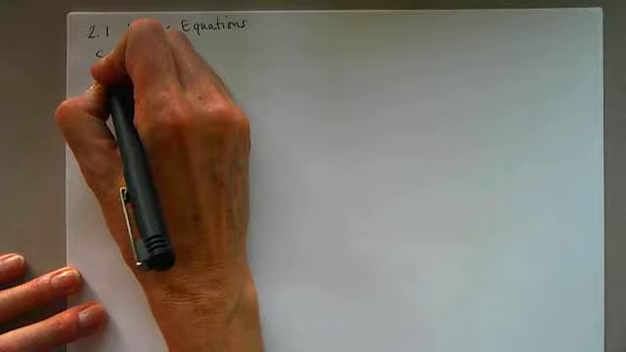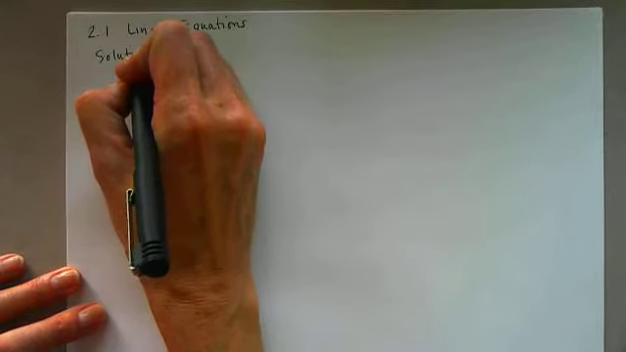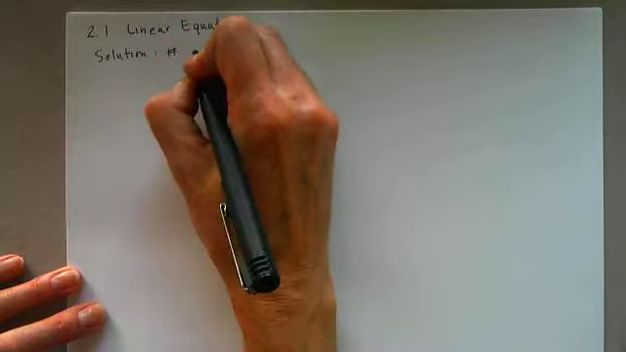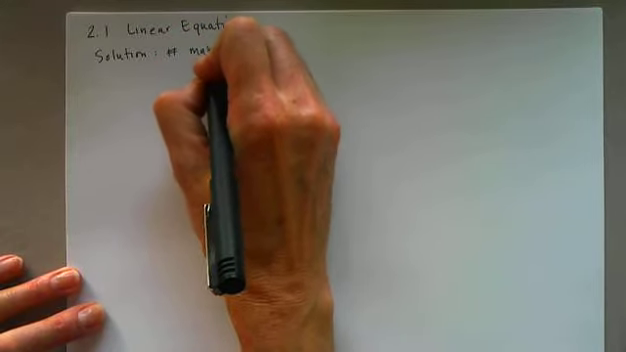2.1 is called linear equations, and they are linear because there are no exponents on the variables. So if you see an x or a y, they're not going to be x squared or y squared, just first power. And they're going to ask you to solve these. And the solution is the number that makes it true.